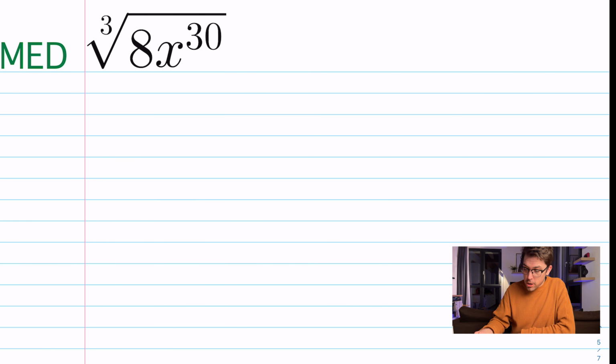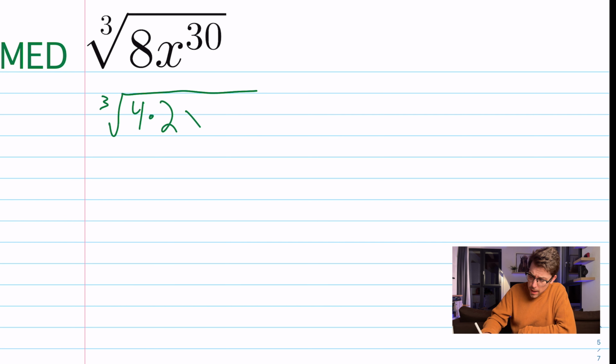All right, so here's our medium problem, and for some reason it's larger than the other one, but whatever, because it's medium sized. Either way, we're looking for the cubic root of 8x to the power of 30. So let's break this down. Let's find the prime factors of 8 first. So I can break up 8 into 4 times 2. And let me just keep x to the 30 right here for now.